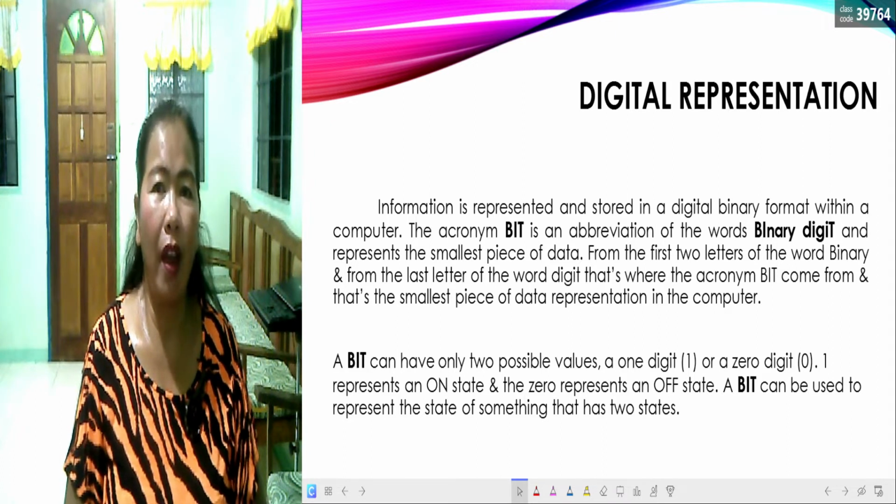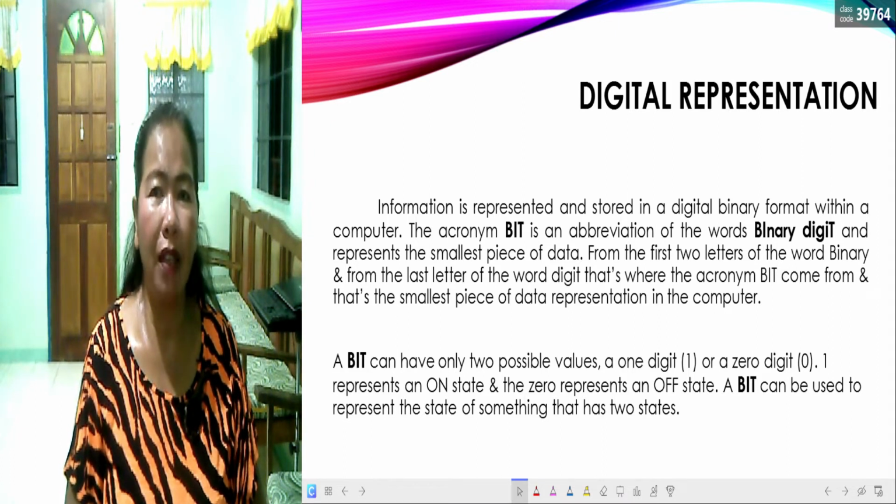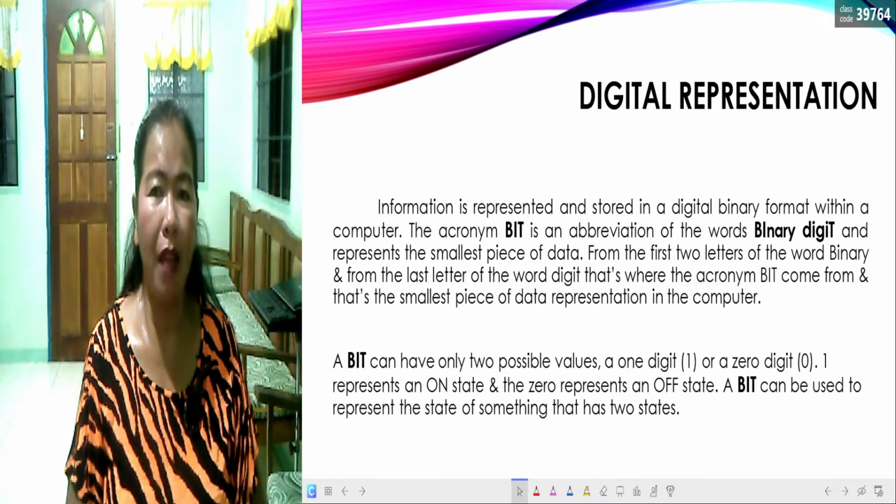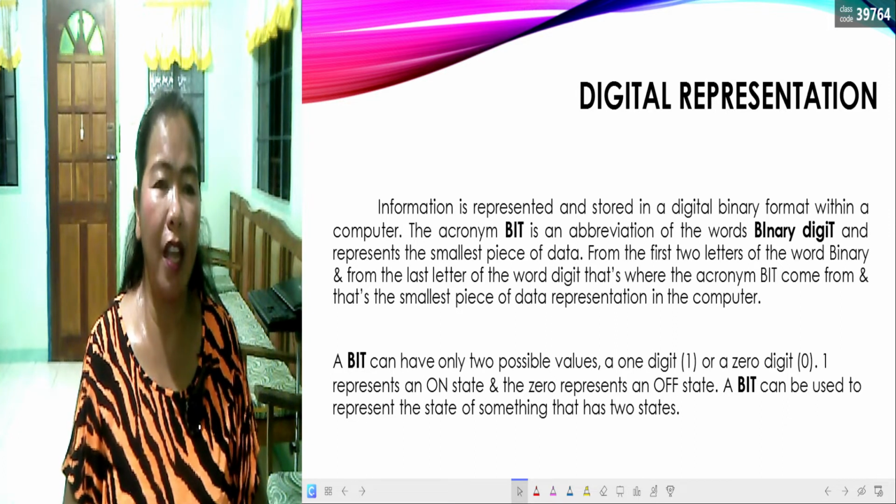So that is where the acronym BIT came from, and that is the smallest piece of data representation in the computer. A bit can only have two possible values, a one digit or a zero digit. One represents an on state and the zero represents an off state. So a bit can be used to represent the state of something that has two states.